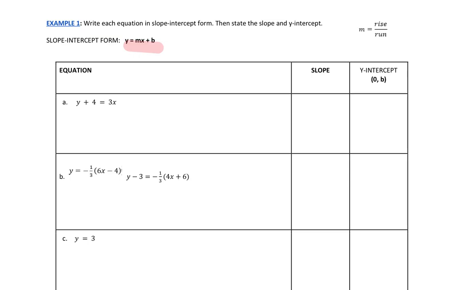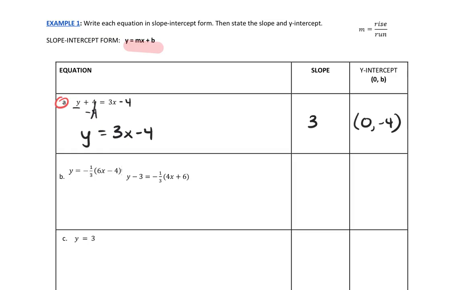So this first equation here, we've got y plus 4 equals 3x. So I need to solve the equation for y. I want to get that by itself. So all I need to do is subtract this 4 from both sides, right? Pretty simple. y is equal to 3x minus 4. So my slope is 3. My y-intercept, I always want to write it as a coordinate point, right? My b value is -4, so 0, -4.